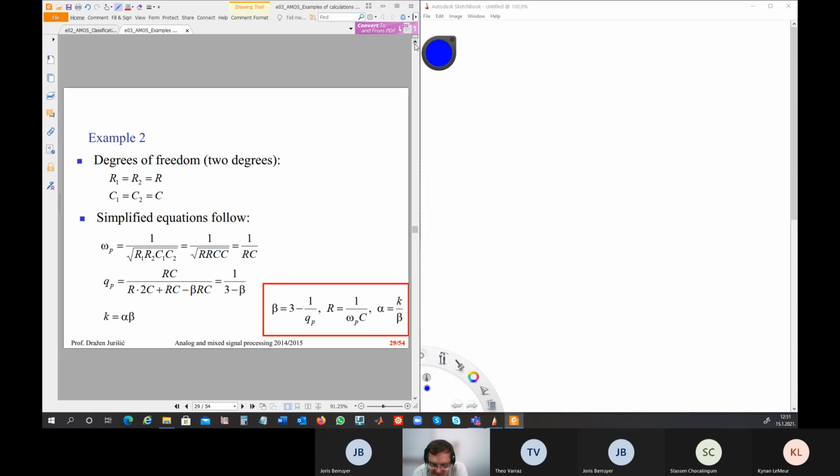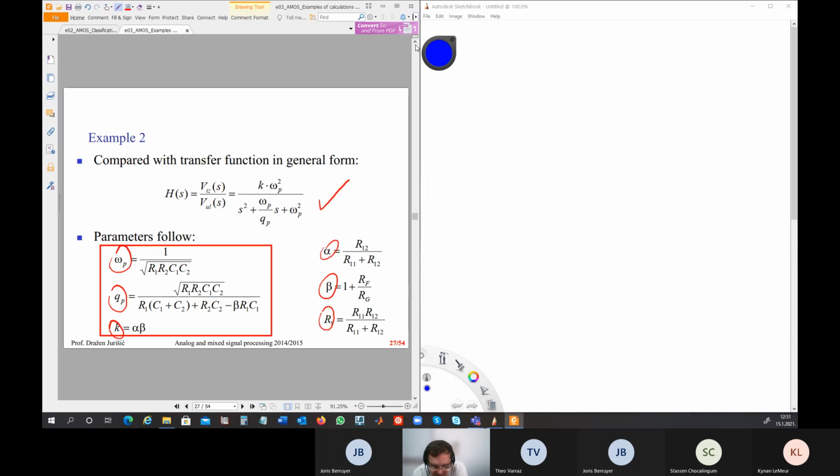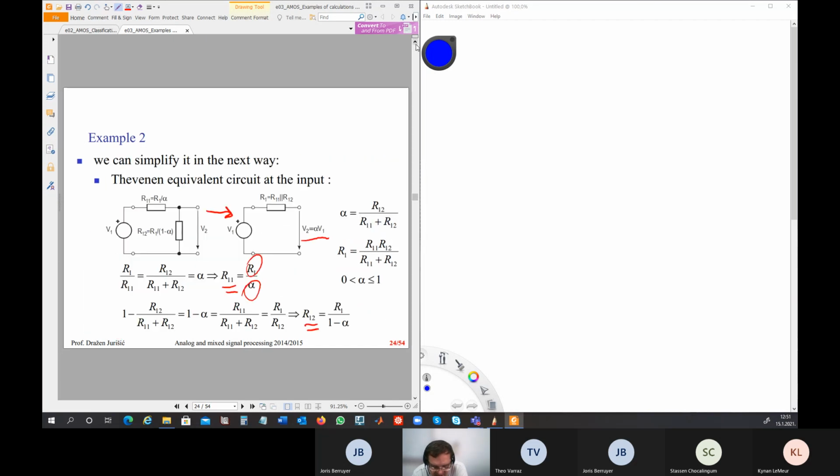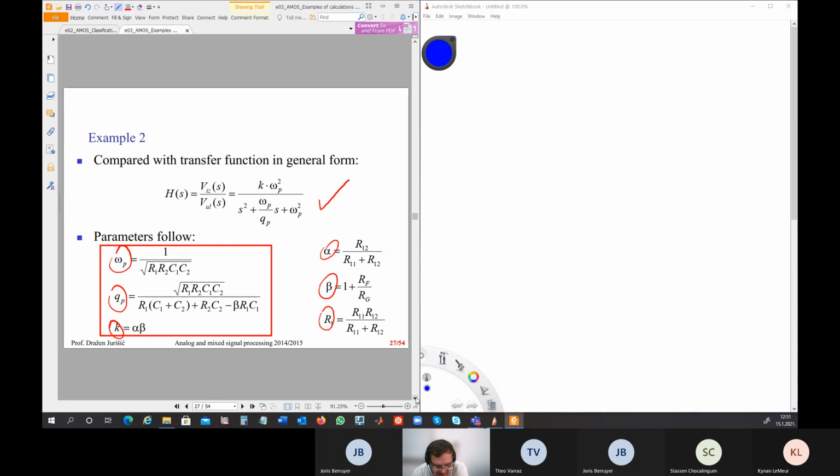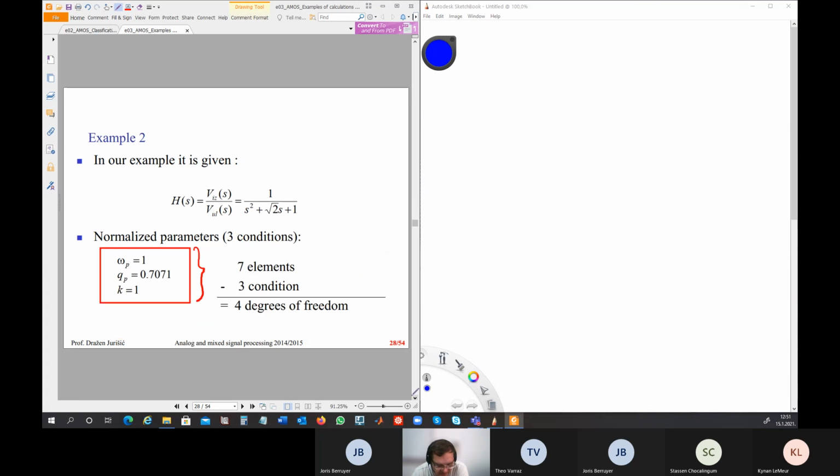Why 4 degrees? Because we have seen so far that we have 7 elements: R11, R12, R2, C2, RG, RF, C1, and C2. These are 7 passive elements which have to be calculated. But we have 3 conditions which are given by omega p, Qp, and K. So 7 minus 3 is 4 degrees of freedom. 4 of the elements should be chosen to finish our circuit calculation.